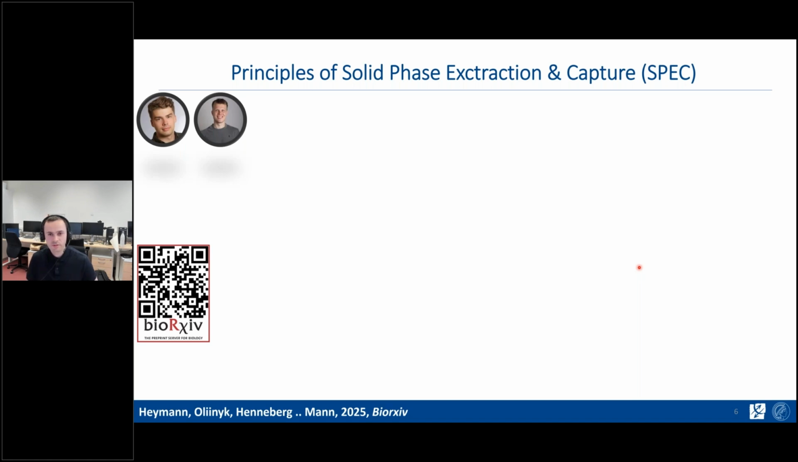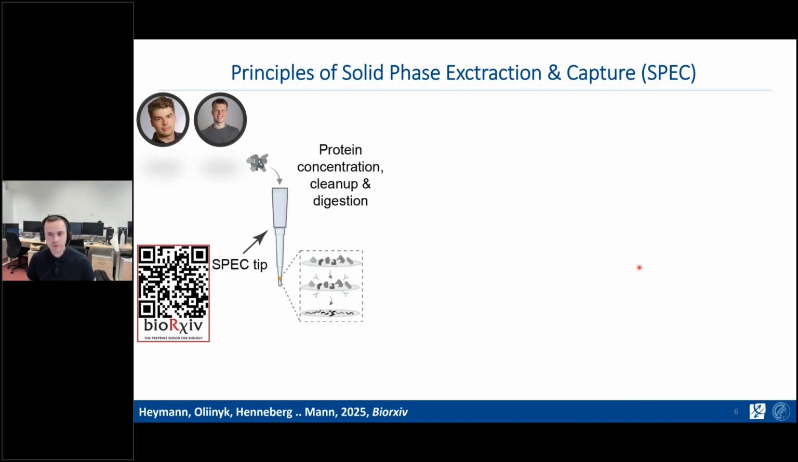I developed this together with my 2 colleagues, Dennis and Lucas, and there's also a preprint available on bioRxiv if you want to read the details. I'll briefly explain the principle. You have these SPEC tips, which are in essence StageTips again, but instead of performing digests or any kind of manipulations in the liquid phase, we load the protein onto the solid phase, in this little plug here. Once it's loaded there, we can wash the protein lysate or the sample and remove any harmful substances such as detergents, then perform the digestion and elute very clean peptides.